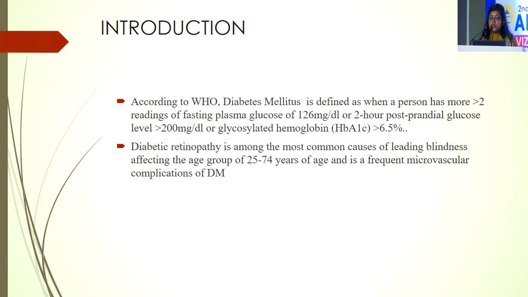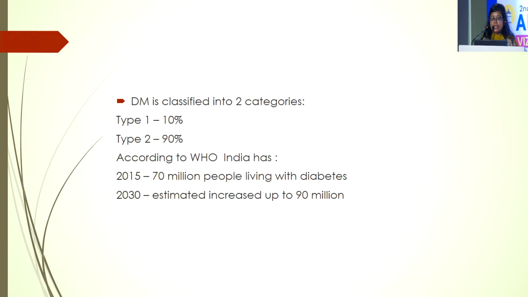According to WHO, diabetes mellitus is defined as when a person has more than 2 readings of fasting plasma glucose of 126 mg per deciliter or glycosylated hemoglobin more than 6.5%. Diabetic retinopathy is among the most common causes of blindness, affecting the age group of 25 to 74 years, and is a frequent microvascular complication of diabetes mellitus. It is classified into two categories, type 1, which has 10% prevalence, and type 2, which has 90% prevalence.